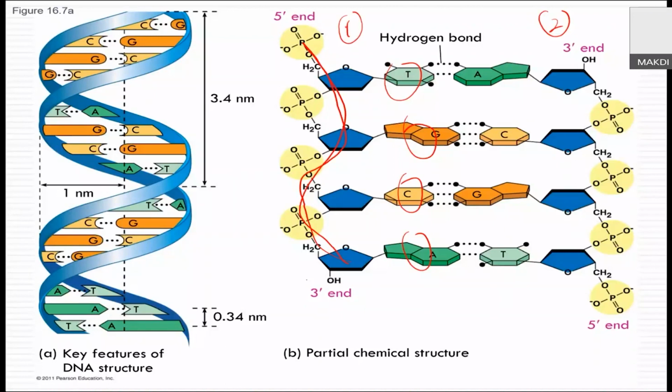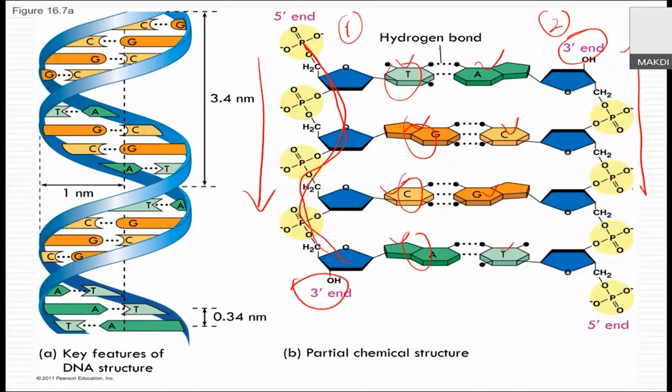One is 5 to 3, and the other is anti-parallel to each other. Actually, they are the same. T, T, G, G, C, C, A, A.